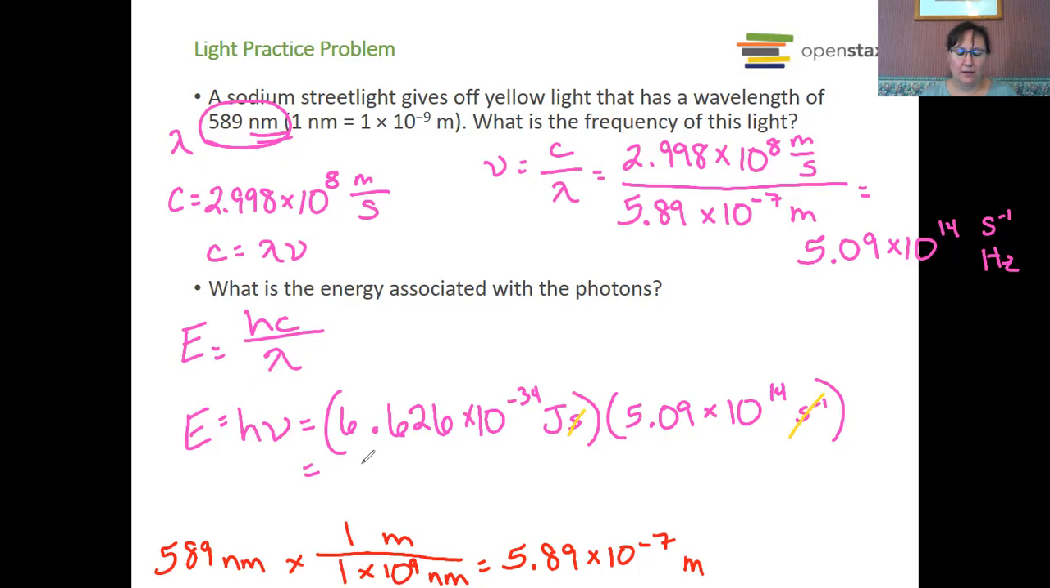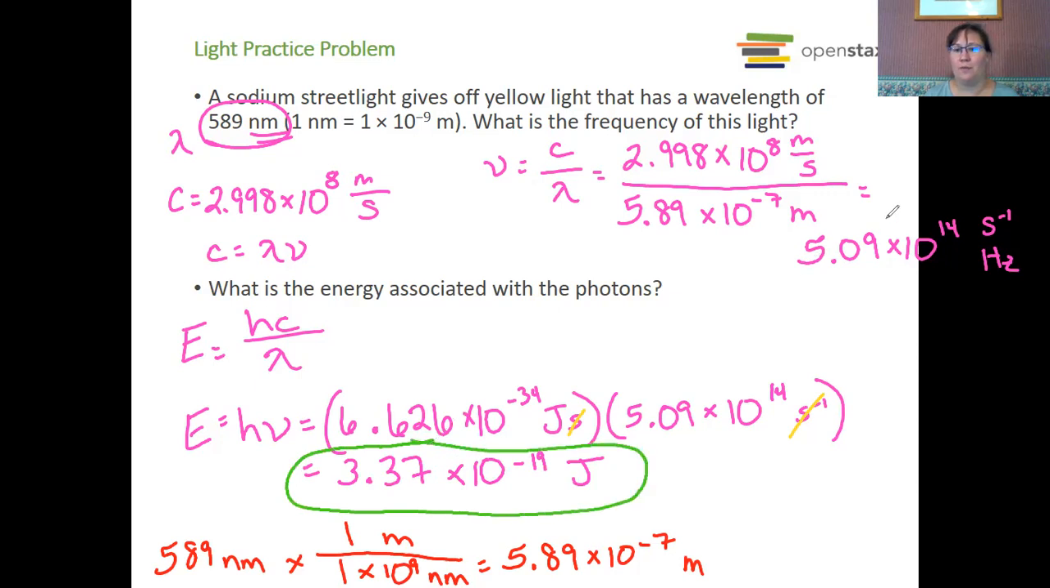I'm going to pull out my calculator. We have 6.626 times 10 to the -34th times 5.09 times 10 to the 14th. And what you'll end up getting is 3.37 times 10 to the -19th joules. So the amount of energy on a single photon isn't huge, but the single photon is also very small.